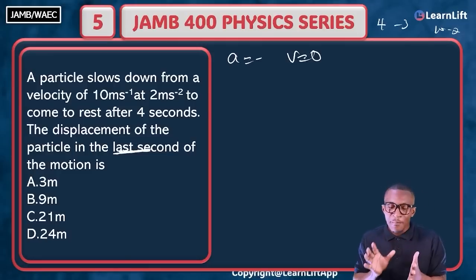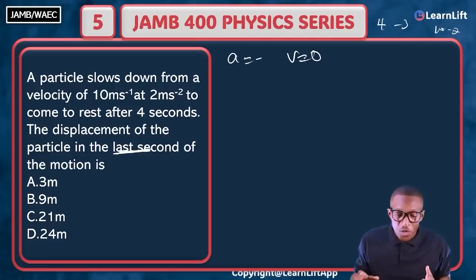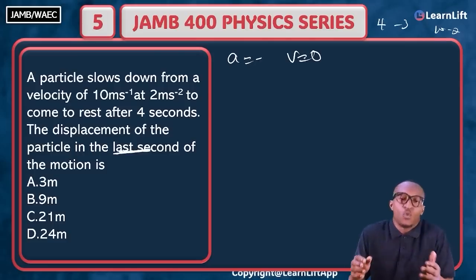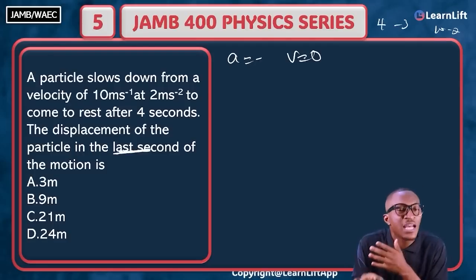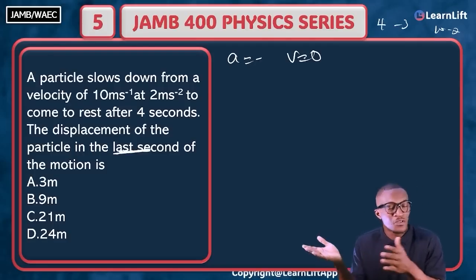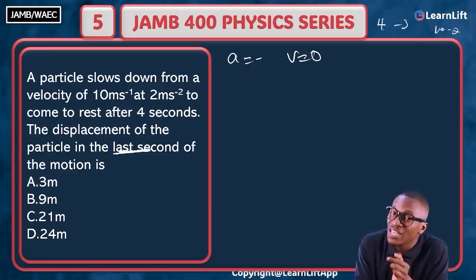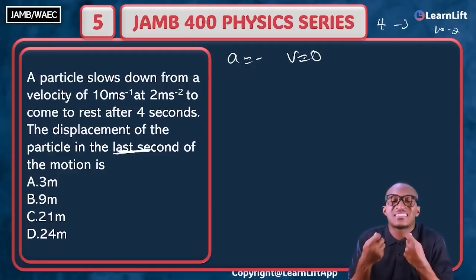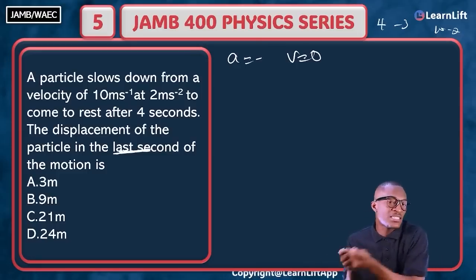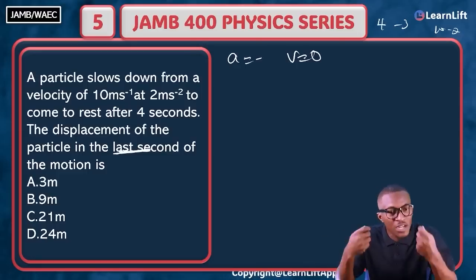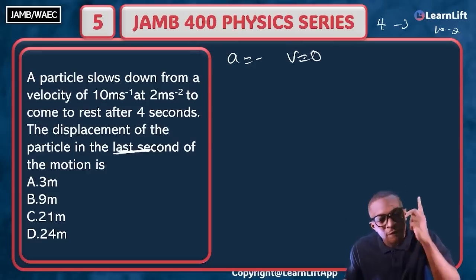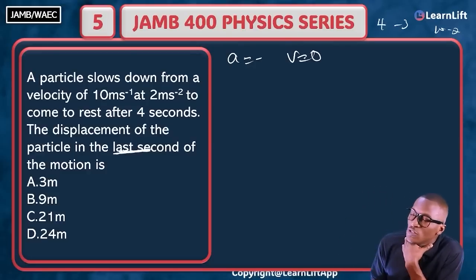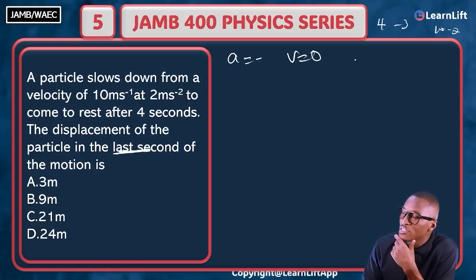Hope you know that when brakes are applied, the body will come to rest, or a body slows down. These three statements are connected. Acceleration will be negative, but final velocity will be 0. But when you hear that a body starts from rest, U will be equal to 0, that's initial velocity equal to 0. But when a body comes to rest or slows down or brake is applied, final velocity is equal to 0. So we're told that a particle slows down with a velocity, which means that velocity is the initial velocity.